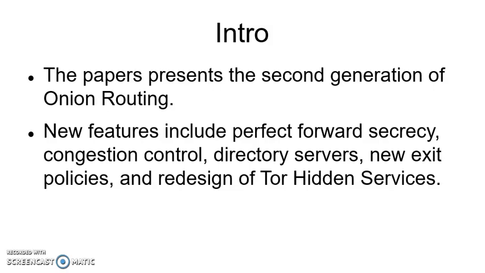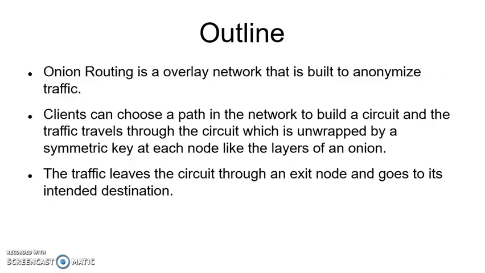New features include perfect forward secrecy, congestion control, directory services, new exit policies, and a redesign of the Tor hidden services. Onion routing is an overlay network that is built to anonymize traffic. Clients can choose a path in the network to build a circuit, and the traffic travels through the circuit, which is unwrapped by a symmetric key at each node in the layers of the onion. The traffic leaves the circuit through an exit node and goes to its intended destination.